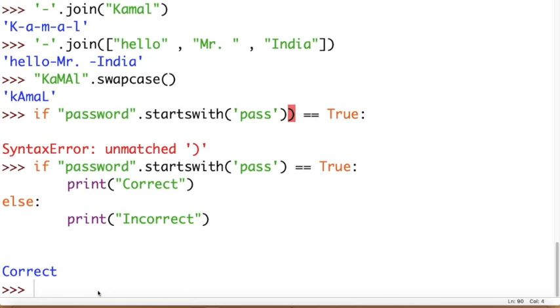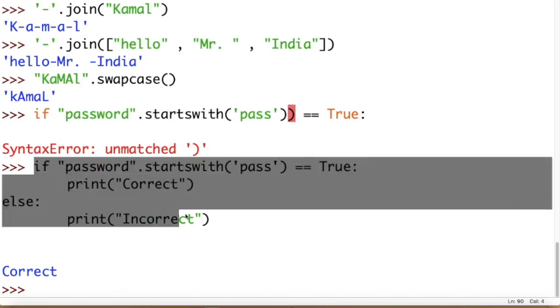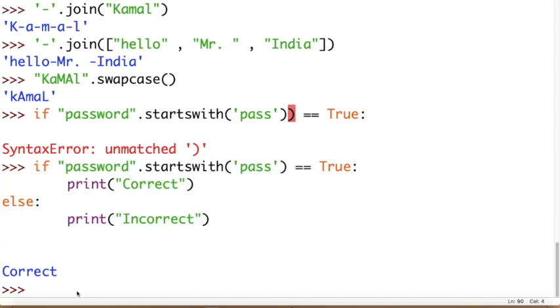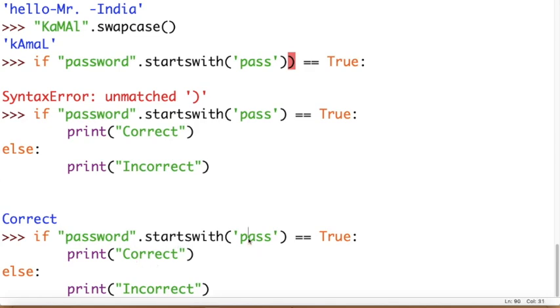Now let us compile this code and see what happens. So it is giving correct because password is starting with the sequence of letters PASS, right? If it is starting with the sequence of letters PASS, it is evaluated to be true, and hence correct is printed. Now let us change the code once and see if it prints incorrect or not. So here we write ASSP, for example, right? ASSP is a substring which we are going to check whether this password string is starting with this sequence of letters or not. So here we find that ASSP is not part of the starting letters, right? So hence it will be evaluated to be false.